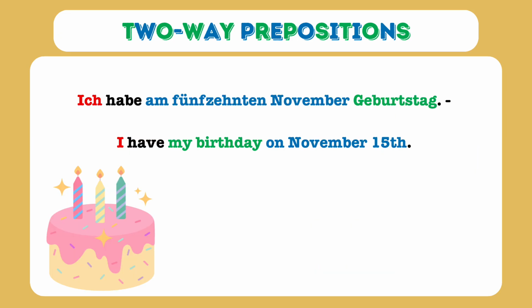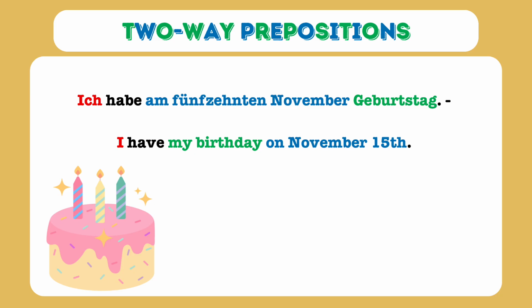A little bit of weirdness that goes along with the preposition an is that you can also use it with dates. So am 15. November would be on the 15th of November. In a full sentence, it might look like this. Ich habe am 15. November Geburtstag. First of all, we have am. Am is a contraction of an and dem in the same way that we had bei and dem become beim, or von and dem become vom. An and dem becomes am.